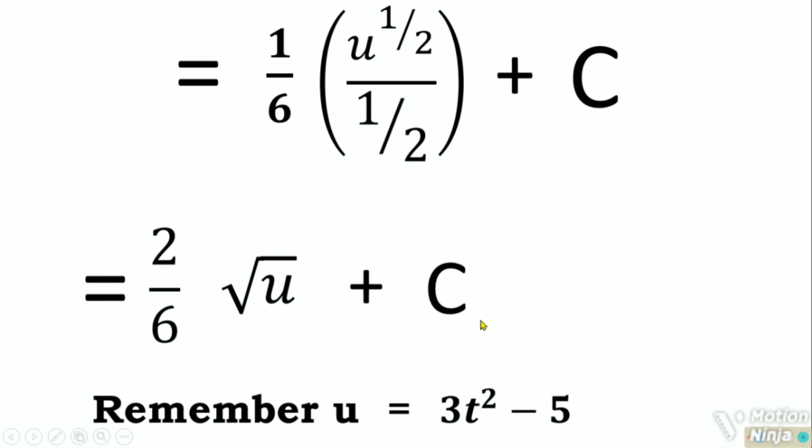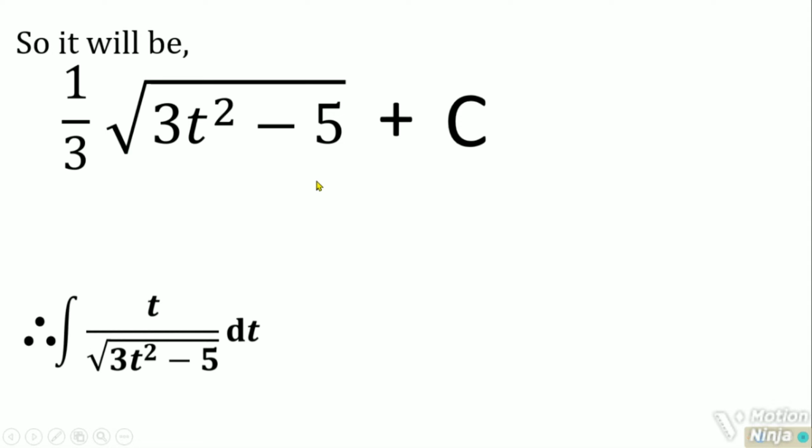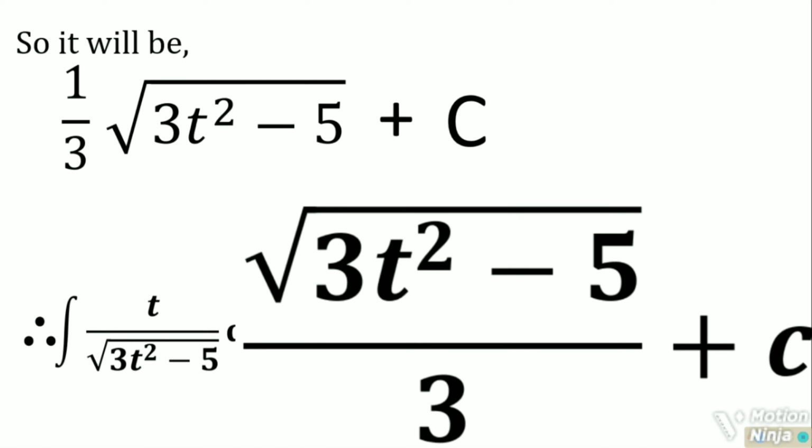Remember that u is 3t² minus 5, so we replace u with that statement. It will be 1 over 3, because 2 over 6 simplifies to 1 over 3, times the square root of 3t² minus 5. Then we add a constant c. Therefore the integral of t over the square root of 3t² minus 5 dt is equal to the square root of 3t² minus 5, divided by 3, plus constant c.